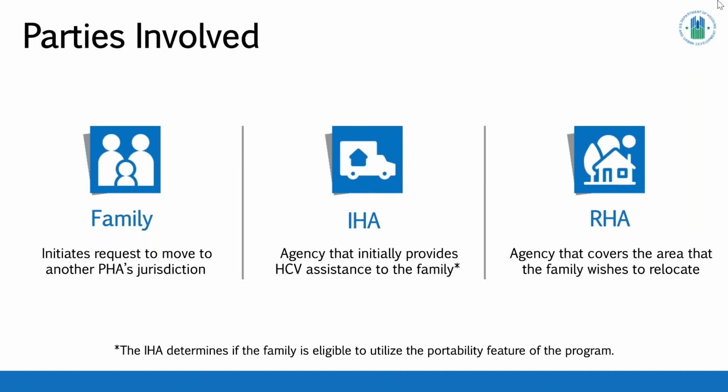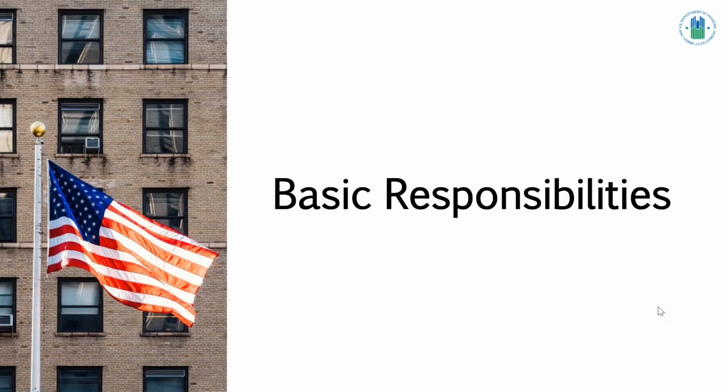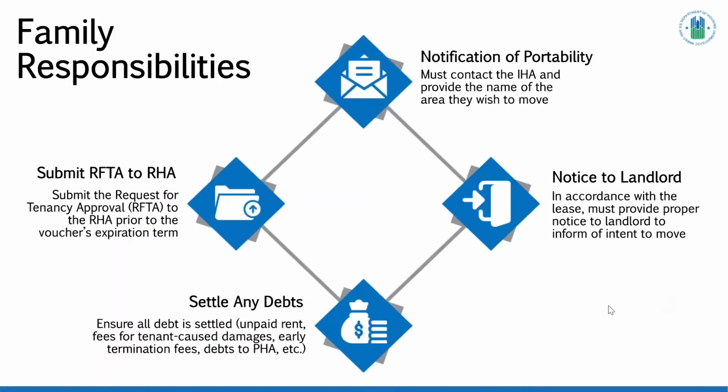Let's talk about some of the responsibilities of each of the parties involved. All parties have responsibilities. The family, again, will put the initial housing authority on notice that they wish to move. So, if they initially applied for or leased up in the state of Georgia, and now they want to relocate to the state of Tennessee, they will inform their initial housing authority.